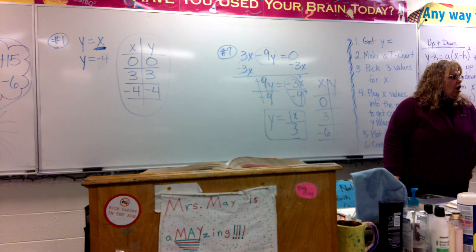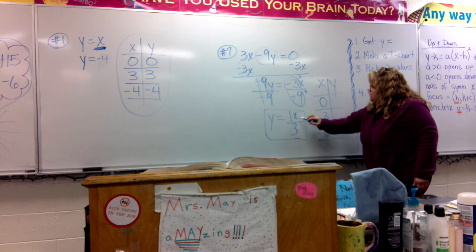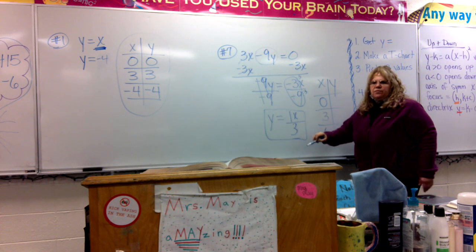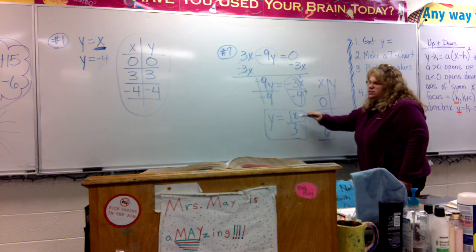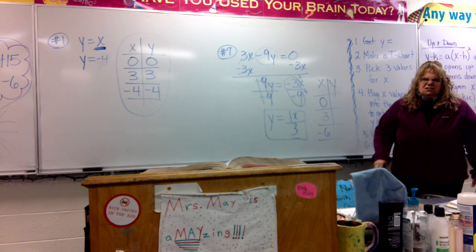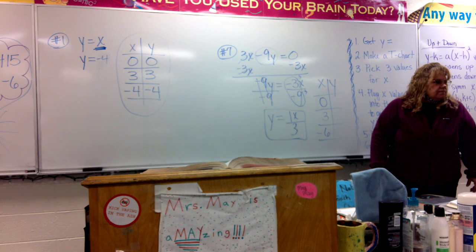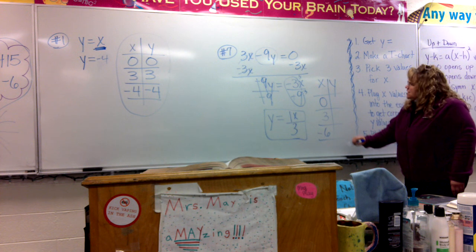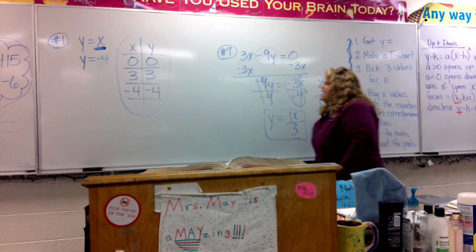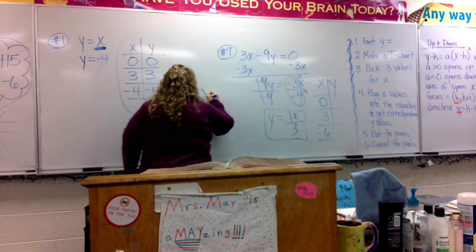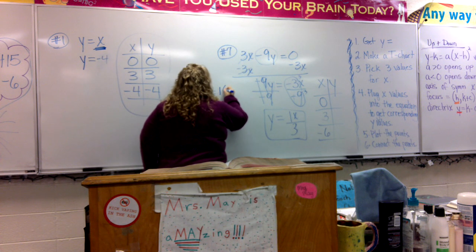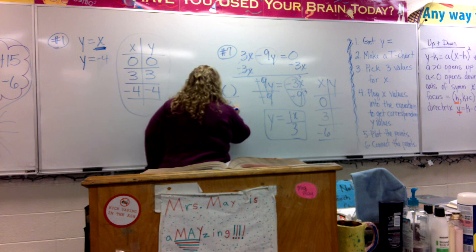Because although you can pick whatever you want, if you choose a 2 or a 4, you're going to have 2/3, 4/3. I don't like fractions. So pick things that are going to make your life easy. And then it says plug it in. I've got y equals 1 times x divided by 3.